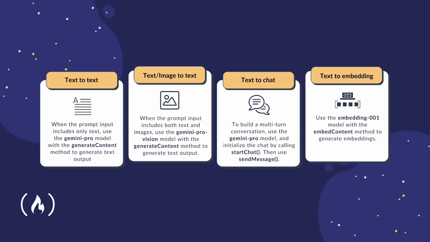And we can also use the generate content method from the Gemini Pro Vision model in order to prompt with text and/or images and receive text back, as well as build multi-turn conversations with the Gemini Pro model using the generate content method, as well as some extra configuration. We will also look at creating embeddings using the embedding-001 model with the embed content method, but for that we need to understand what embeddings actually are first. So let's have a look at how these four work.